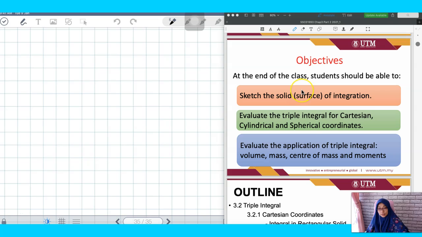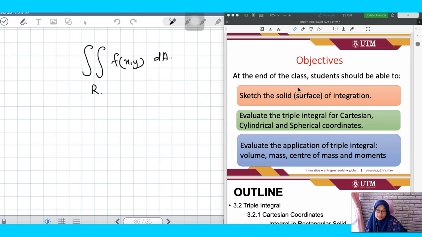Okay, so now we move to the second part of chapter 3, which is about the triple integral. Let's have a quick revision on the double integral. For a double integral, you have two integral signs. Your integrand is a function in terms of two variables, x, y, over the region.